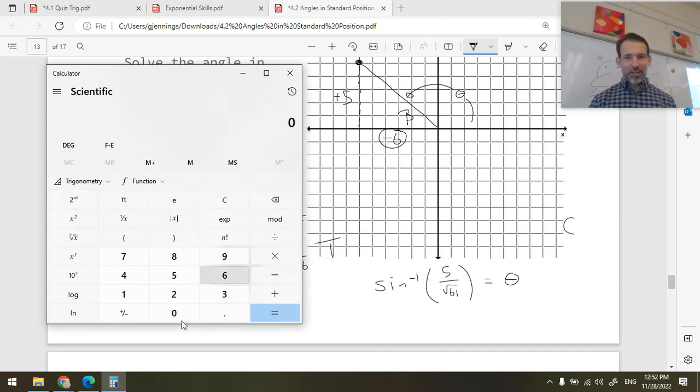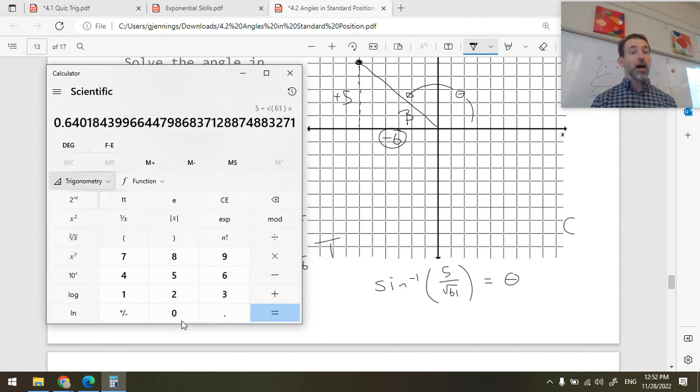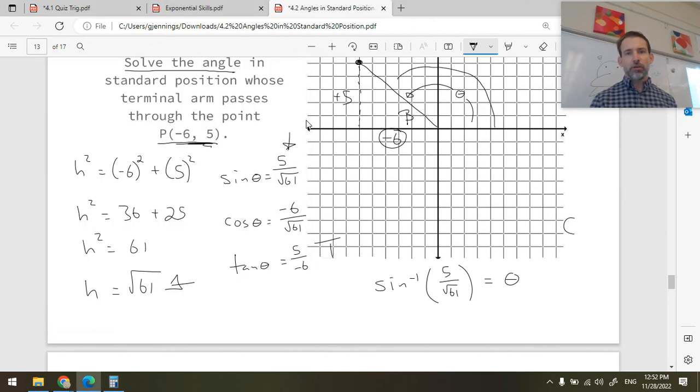Okay, clear. 5 divided by 61, and I take the square root of it, equals 0.64. I can take the sine inverse of that because it's between 1 and negative 1. This angle here is 39.8 degrees. It's about 40 degrees. Does this look like 40 degrees, everyone? No. 40 degrees? No. What is it then? It's like 130. 139 subtract 180. What? 90 plus 40? It's 140.